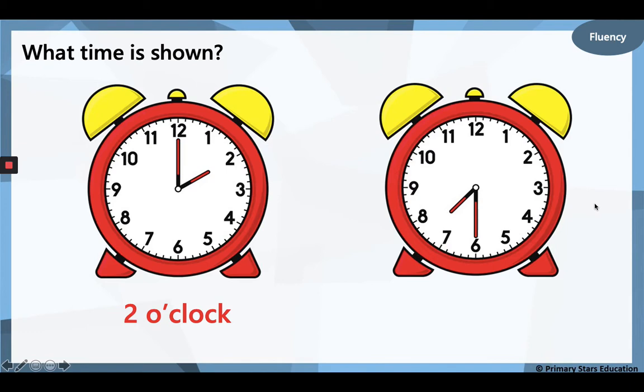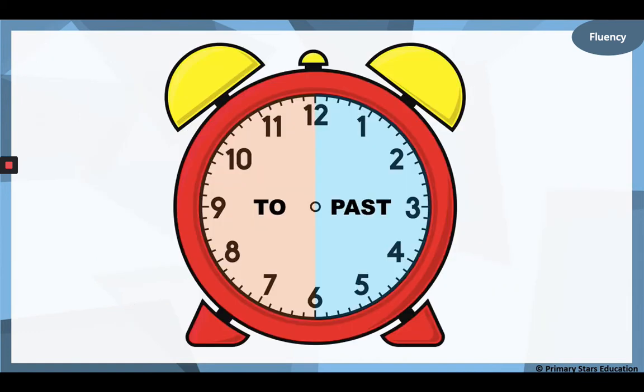Look at the minute hand, look at the hour hand. Yes, it's 7:30. Half past 7. So the minute hand is pointing to the 6. We know that's halfway around the clock. It's half past, and it's past the 7 hour. Past the 7. It's 7:30.